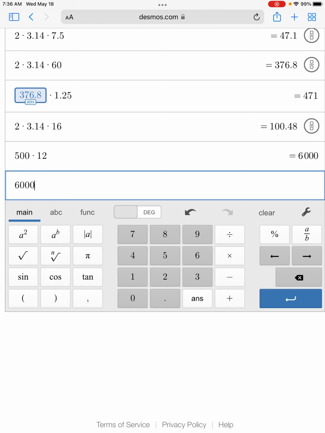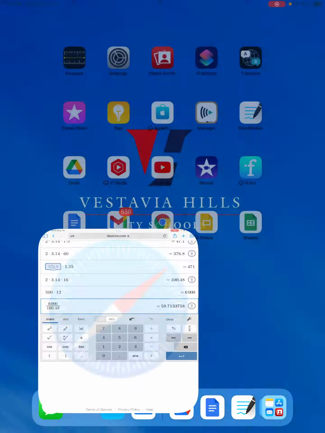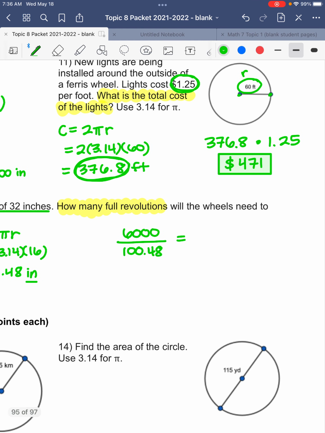So 6,000 divided by 100.48, and I get 59.713, and that decimal just keeps on going. Now, how many full revolutions? That word full is important because that means complete revolutions. Well, 59 is not enough. So I'm actually going to need to round up. So 60 full revolutions is my answer.